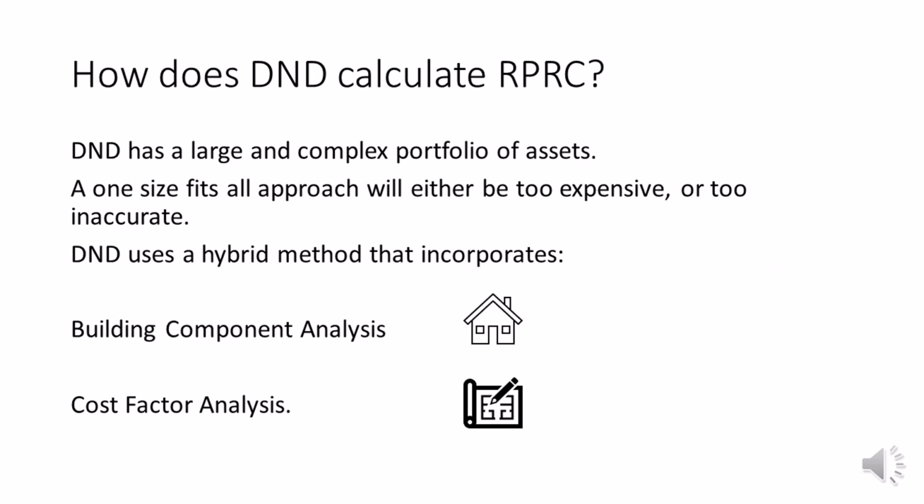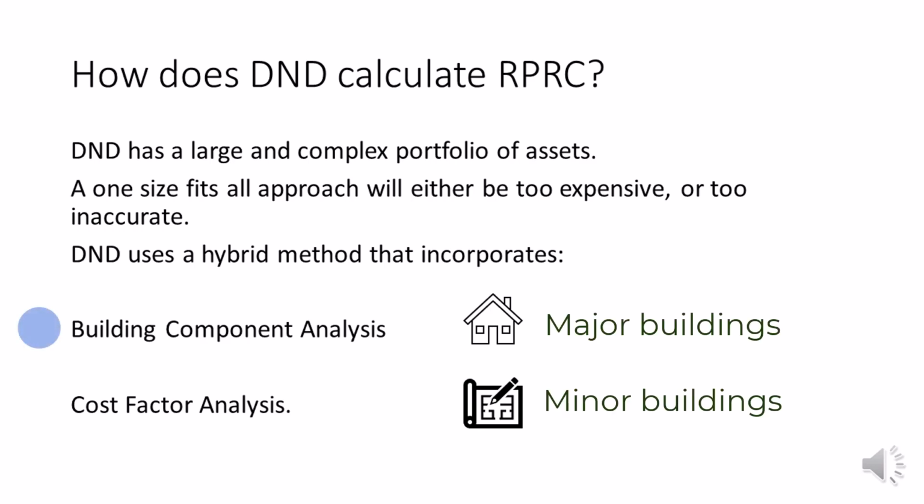So now that we've gone over some of the different methods of calculating replacement costs, we're now going to look at how D&D actually costs out its own RPRC. What we need to bear in mind is that D&D has a very large and complex portfolio. So we can't use a one-size-fits-all approach, because some of the costing methods might be too expensive while the others might be too inaccurate. That's why D&D uses a hybrid method that combines building component analysis for our major assets and cost factors analysis for many of our other assets. And please bear in mind that in this video, we're mostly referring to how we create RPRC values for our building assets.